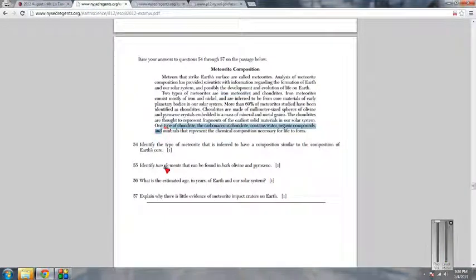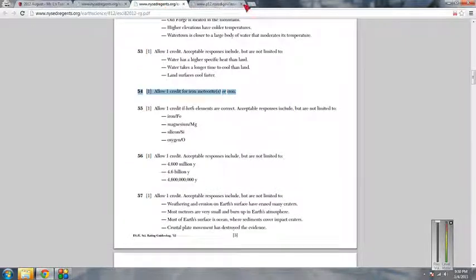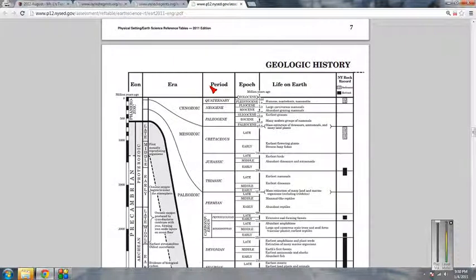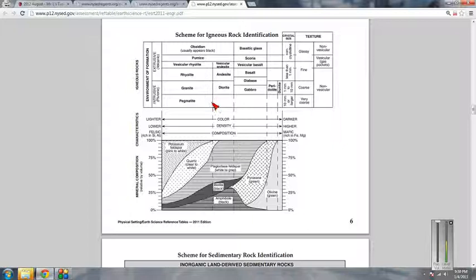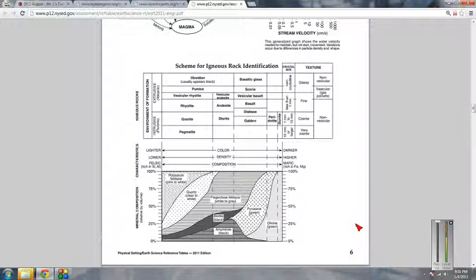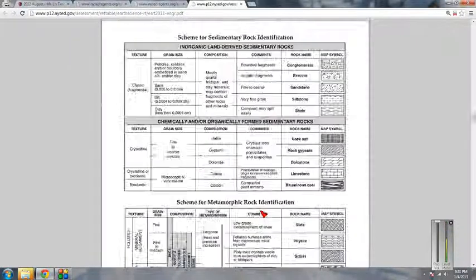Back to the exam. 55. Identify two elements that can be found in both olivine and pyroxene. Okay, obviously this is not something you know off the top of your head. If I really thought about it, I might be able to get it, but like always, I use my wonderful Earth Science Reference Table. So you have pyroxene and you have olivine down here. Okay, this is on page 6, but this actually isn't where you're going to get the answer.